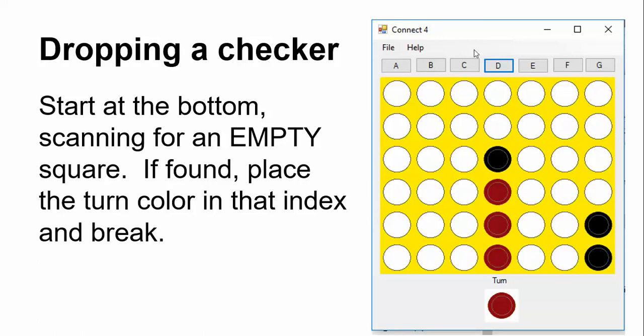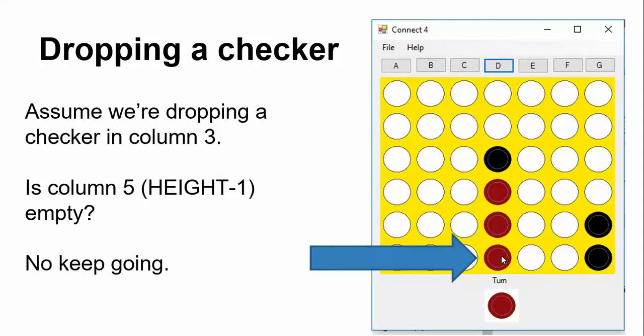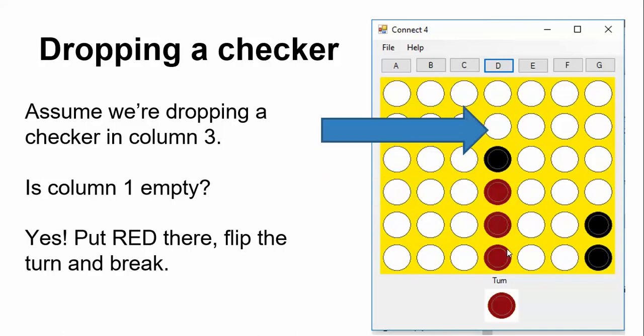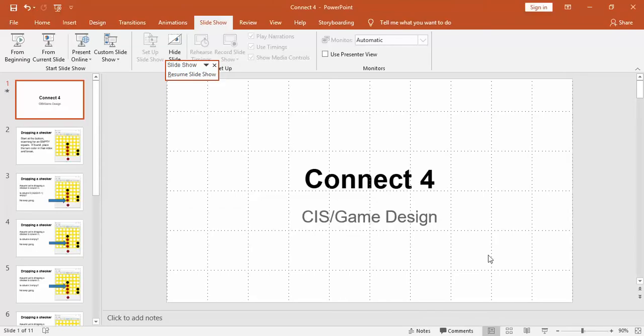When one of these buttons is clicked, we'll know what column to drop the checker in based on the button, and then we'll use a while loop to start at height minus 1 and work our way up to 0, trying to find an open slot to put a checker in. Is that slot free? No, keep going. Is that slot free? No, keep going. Aha, yes. Put the red checker there, flip the turn, and break, and then we're done. And also we'll have to redraw the board too.